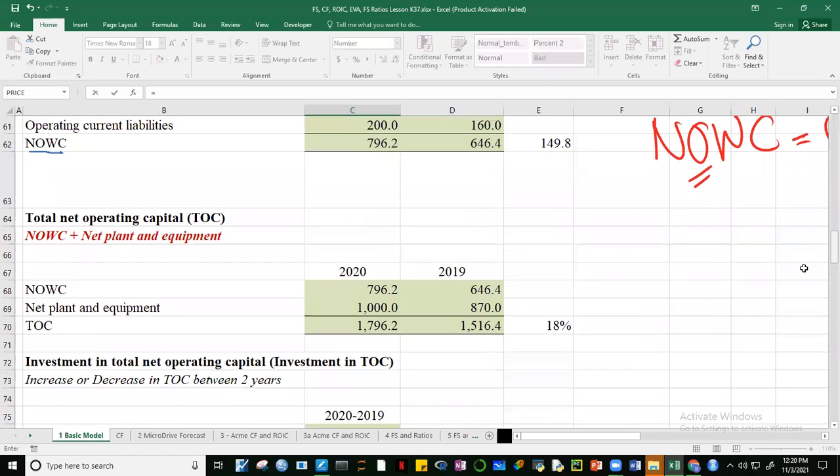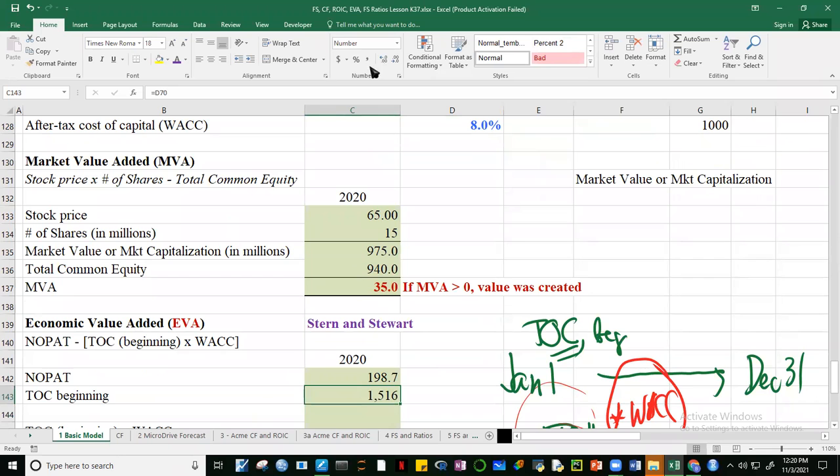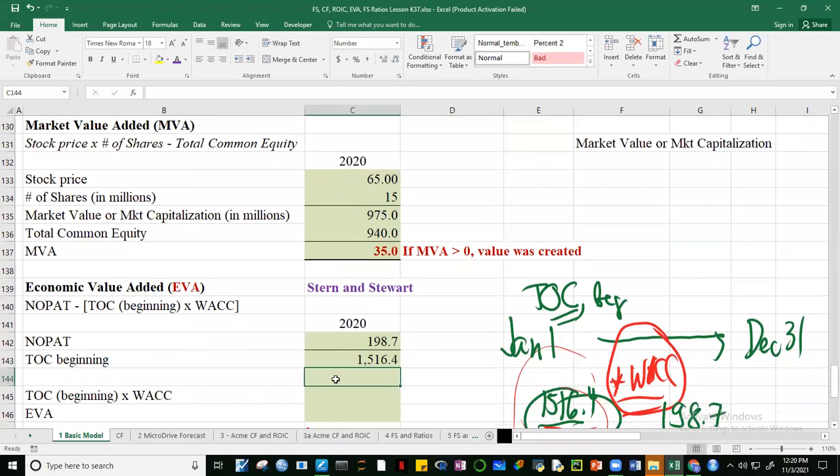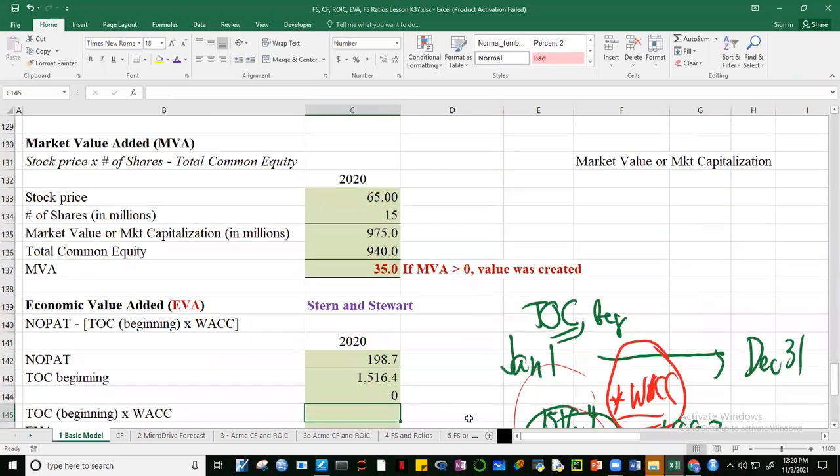TOC beginning, which is 1516.4. This is TOC at the end of 2020, and this is the beginning of 2020. So we're going to assess management based on what was given to them at the beginning, and not the one at the end. So this is 1516.4. And then how much are we going to charge management? We're going to charge management with this one, the 8%.